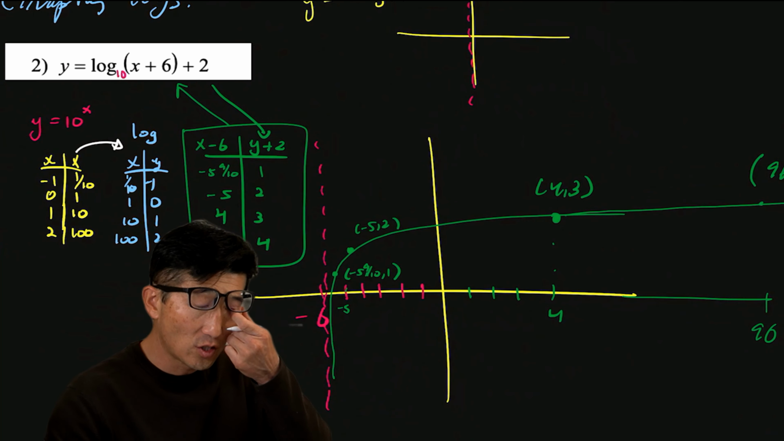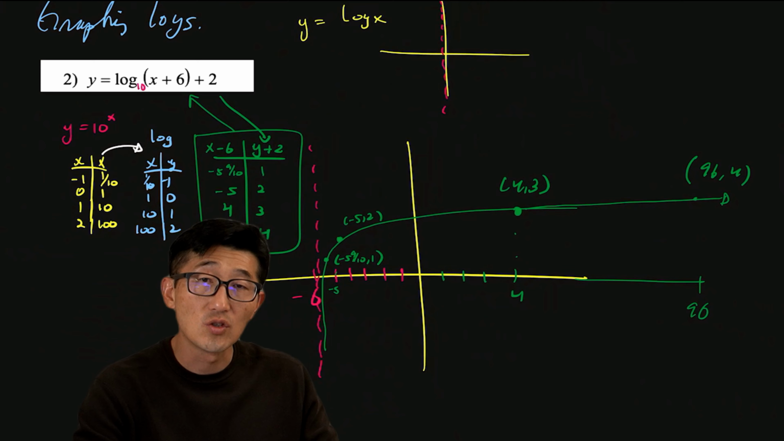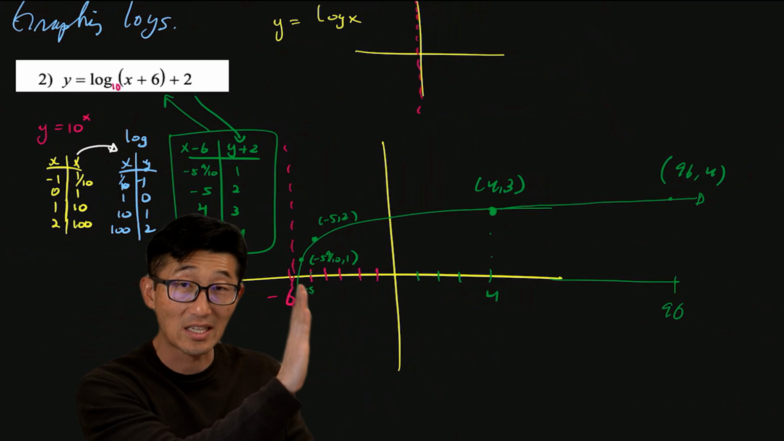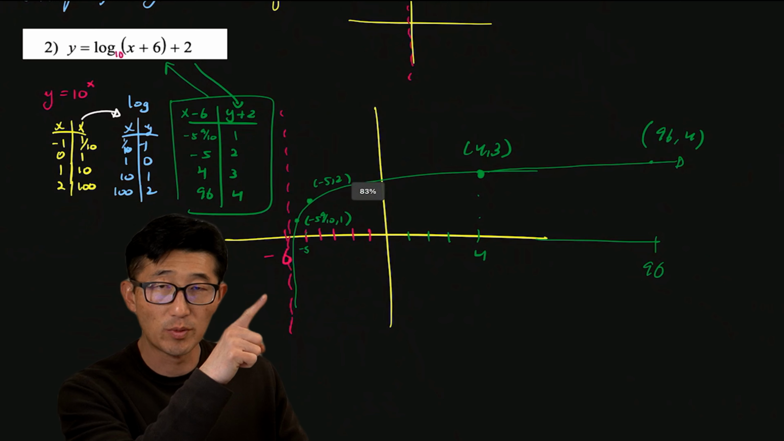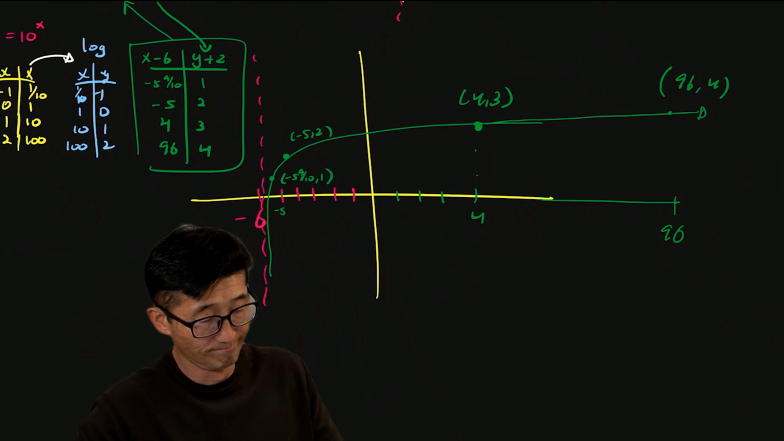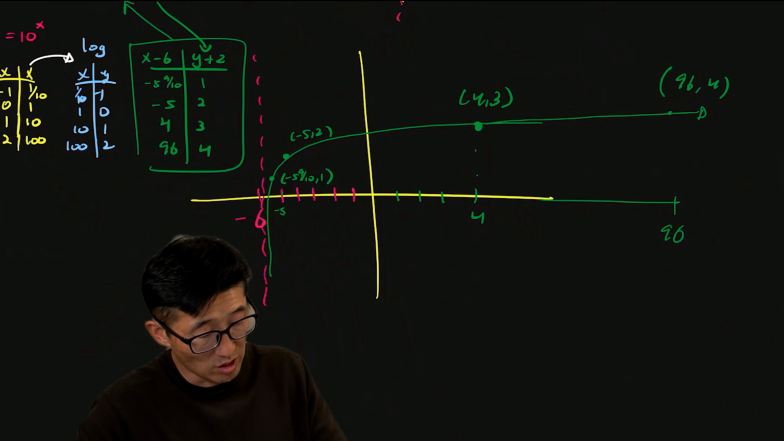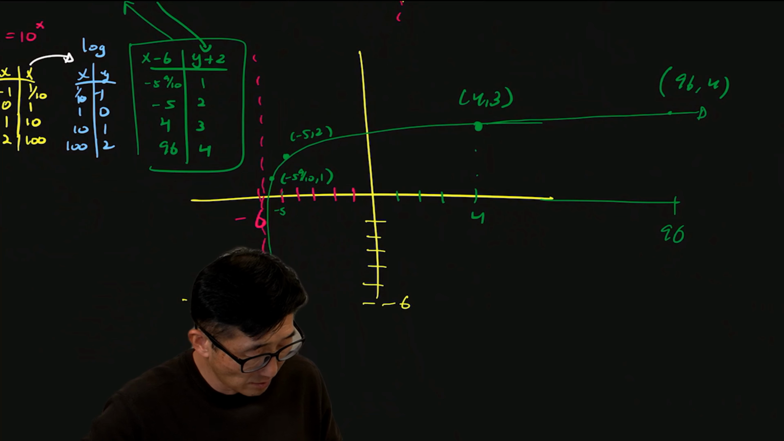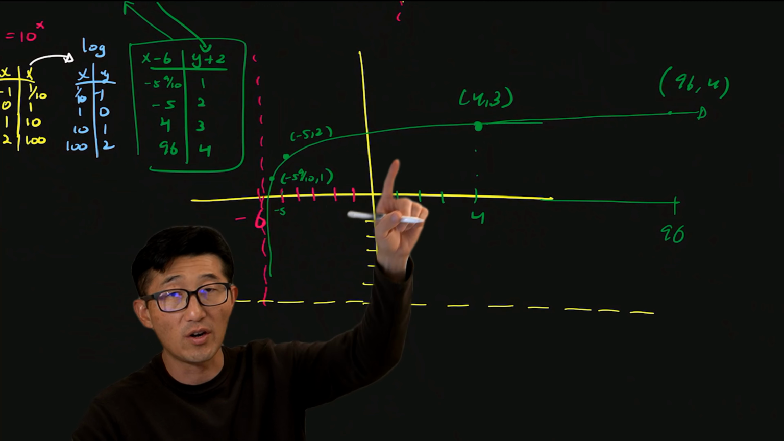Now, if your teacher says you also have to graph the log's inverse, all you have to do is take the vertical asymptote and turn it into a horizontal asymptote. If it's negative 6, then it'll become y equals negative 6, which will be right here. I'll do this in yellow. So 1, 2, 3, 4, 5, 6. So it will look like that. And then take all the coordinates that you have here and just reverse them.